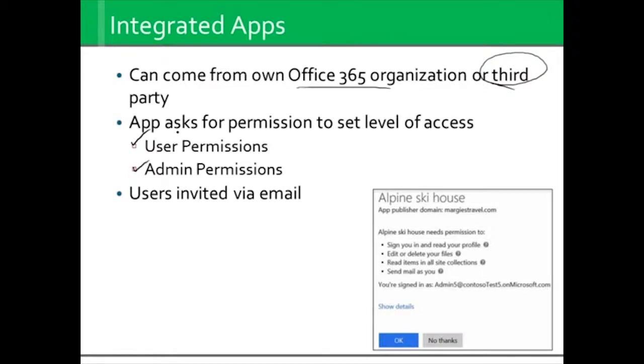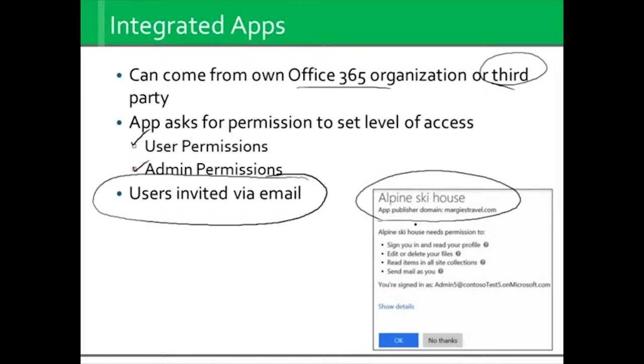So when you have integrated apps, you want to make sure that you get a plan going into it. If someone is invited to use that app, it'll send that invitation in email. Here's an example. We have a third-party app that I found, Margie's Travel, an alpine ski house. When you bring it on, it needs your permission to sign you in, read your profile, edit and delete your files, read the items in your site collections, which is SharePoint, if that is a new technology to you, and it sends mail as you. It tells you how you're signed in, and you have to tell it okay or no thanks.